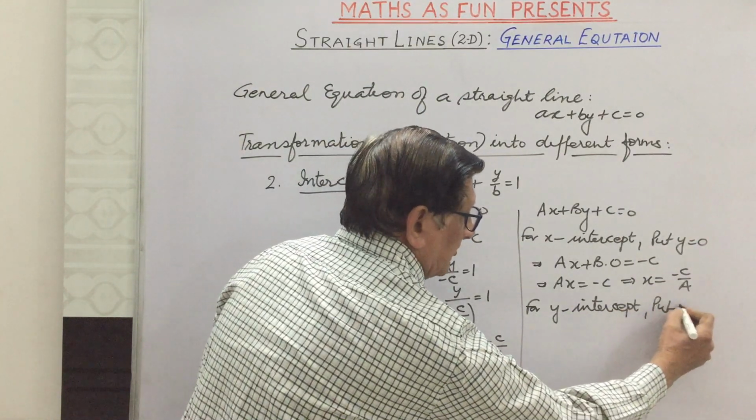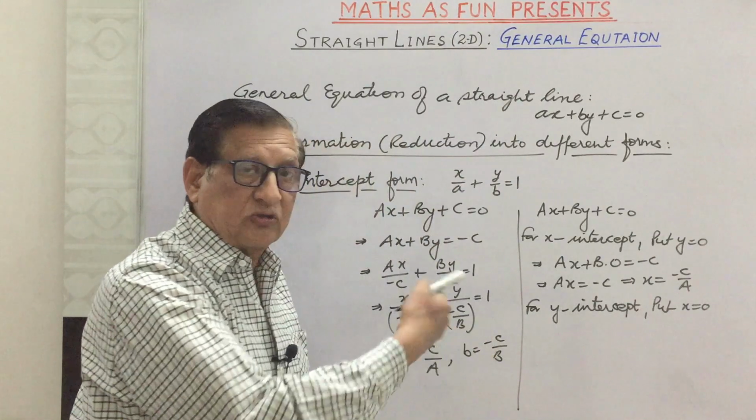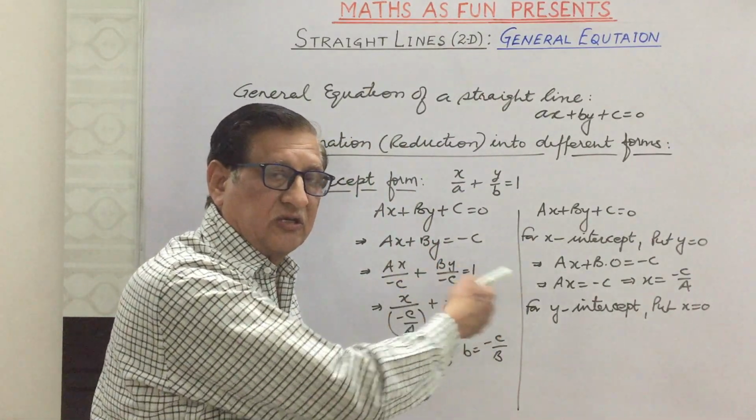See now, for y-intercept, we can put x is equal to 0 because x coordinate of every point on the y-axis is 0.